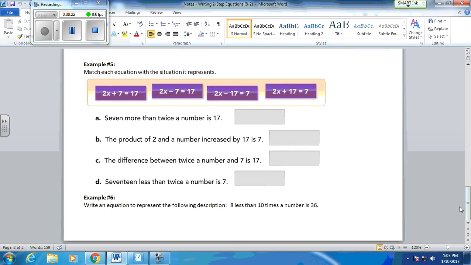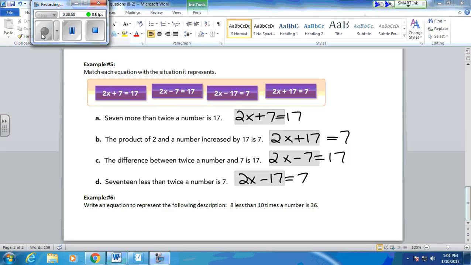In this question, they're asking us to match each equation with the situation it represents. What they have here is 4 equations with 4 sentences, and we need to rewrite our sentences into equations. This is similar to writing expressions, but because they're writing an equation, we need to make sure that we have an equal sign. And just remember the word is means equals, so once you see that, that's where you know to insert your equal sign. So I'm going to have you go ahead and practice these on your own. Go ahead and pause the video.